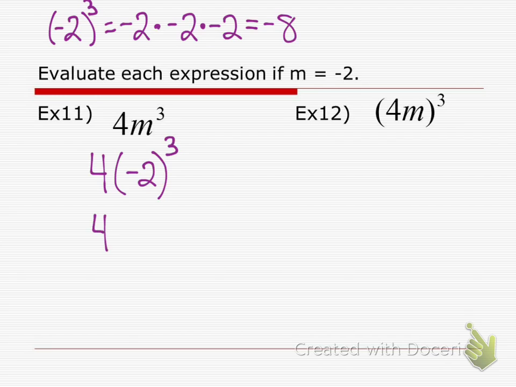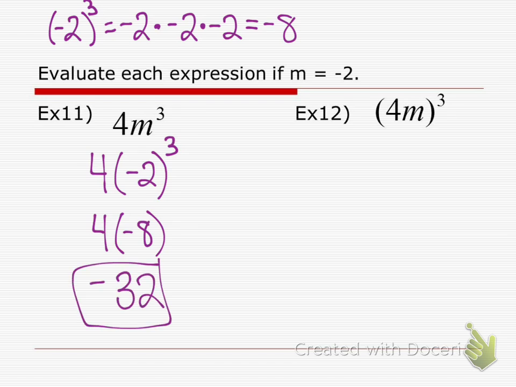So down here I'm going to rewrite 4, and in the parentheses I'll now have a -8. If instead of the parentheses you want to use a dot, that's fine, but you need some sort of multiplication symbol. 4 times negative 8 is negative 32.